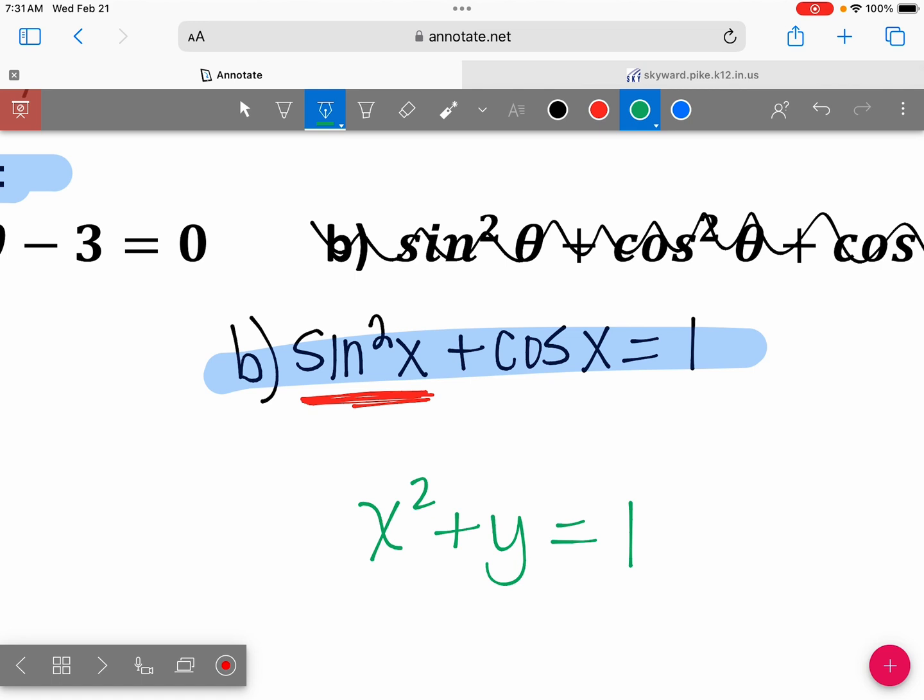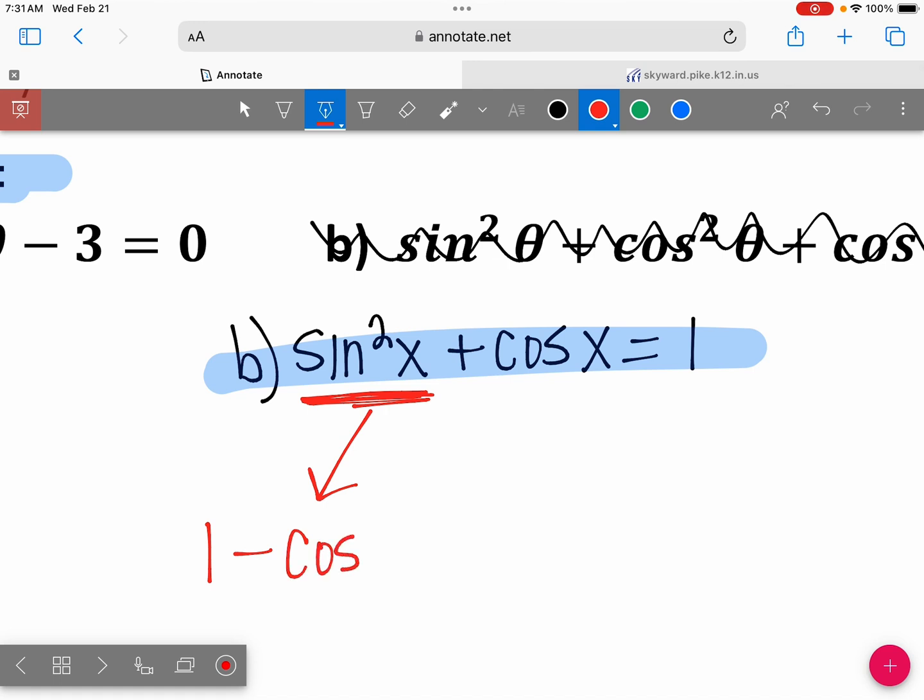And the substitution I'm going to make is with sine squared. So what else do we know sine squared to be? We know that sine squared can also be written as 1 minus cosine squared. So I'm going to rewrite this as 1 minus cosine squared x. Everything else stays the same.